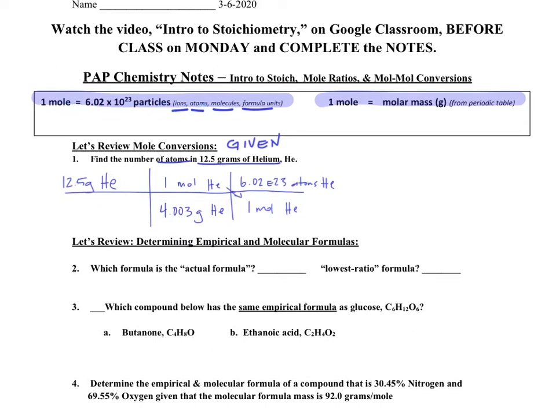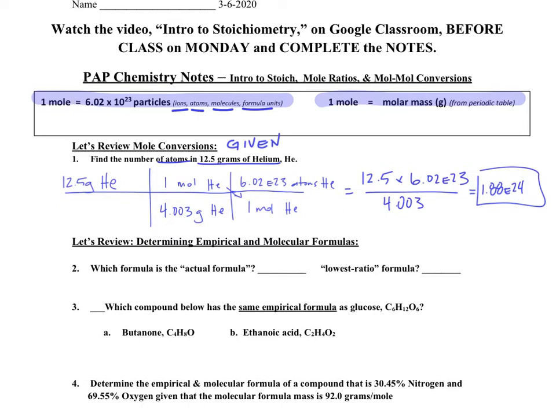So now I do the math. 12.5 times 6.02 E23, all divided by 4.003. And that gives me a value of 1.88 E24 atoms of helium.